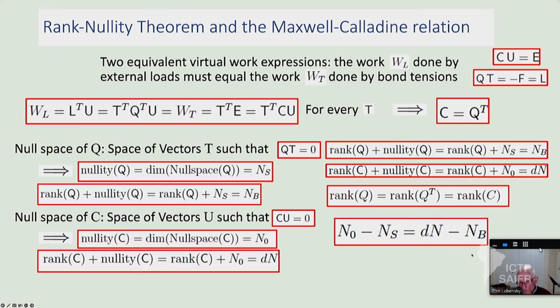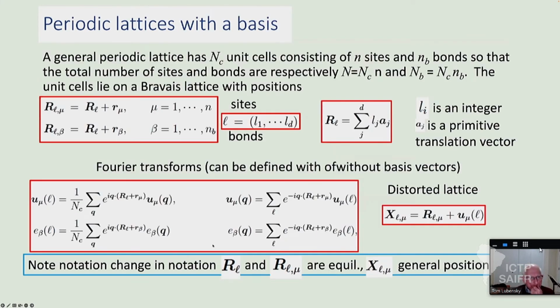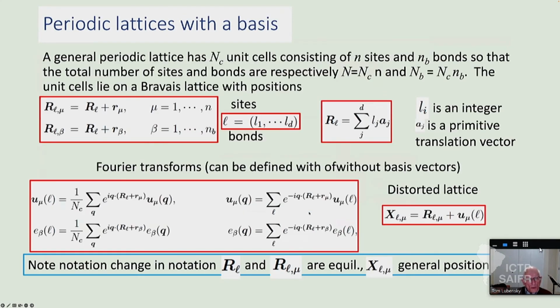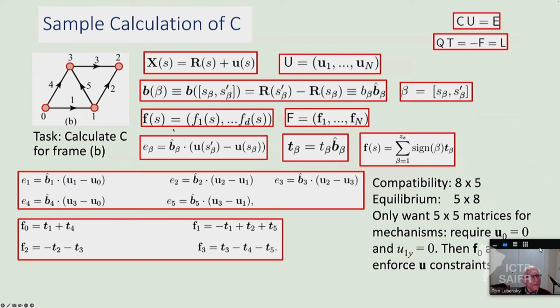Now, we've diagonalized the Hamiltonian by introducing this Fourier transform, and the matrices break up into blocks for Q. So I don't have any communication between Q1 and Q2 in the matrices that we have. We'll come back to that in a minute. So let's just do a simple calculation of the C for this. Our task is to calculate C for the frame B.